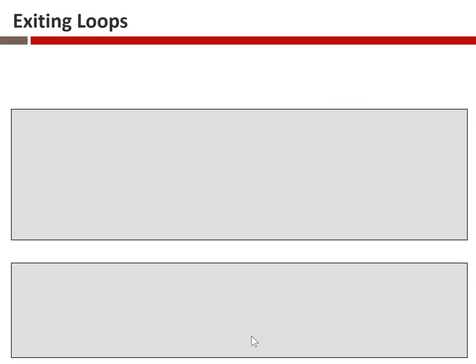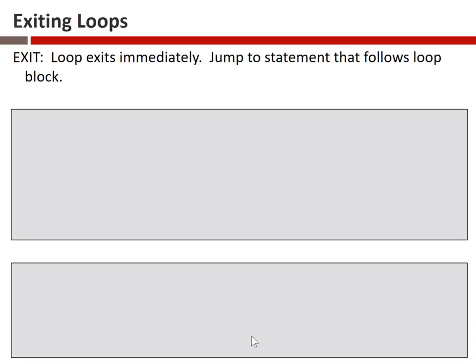getting to the question that was just raised, there are two statements that I can put in any of my looping constructs. One of those is the exit statement, which we've already seen we have to have in the do loop. When an exit occurs, the loop exits immediately, and all iteration is done. And I jump to the statement that follows the loop block.